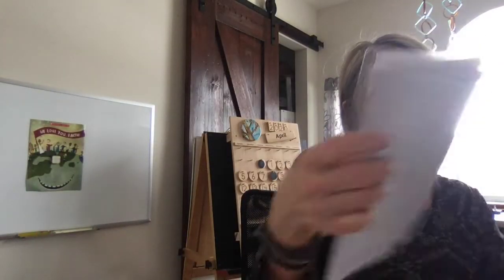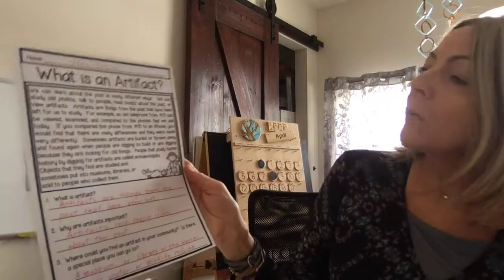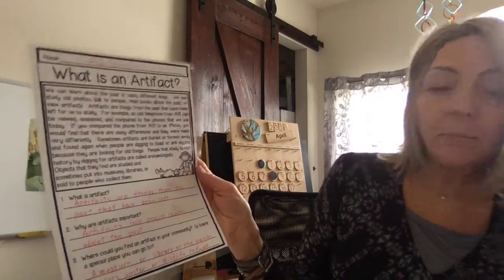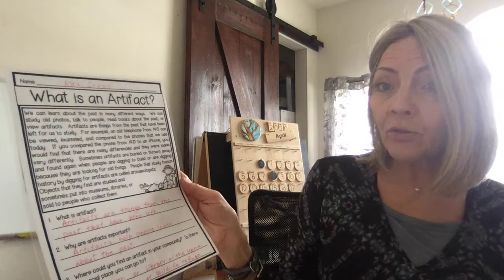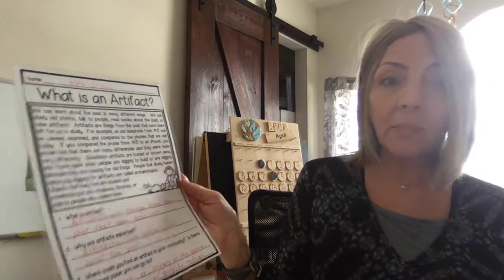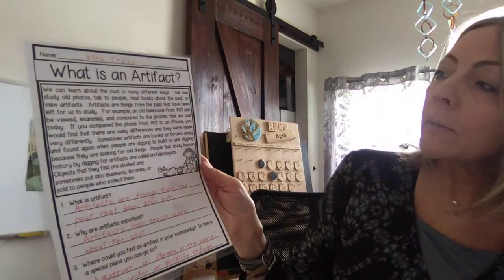Now, the next thing we're going to talk about is an artifact. Do you remember that word, artifact? An artifact is something from the past that we can study. Let's find out what that means. We can learn about the past in many different ways. We can study photos. We can talk to people, just like we just did. We just looked at that photo of New York City so we could see the difference between the past and the present. We can read books about the past.